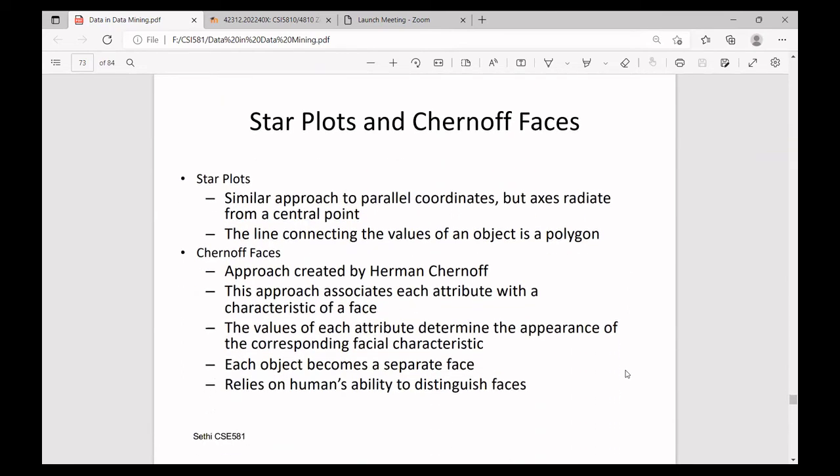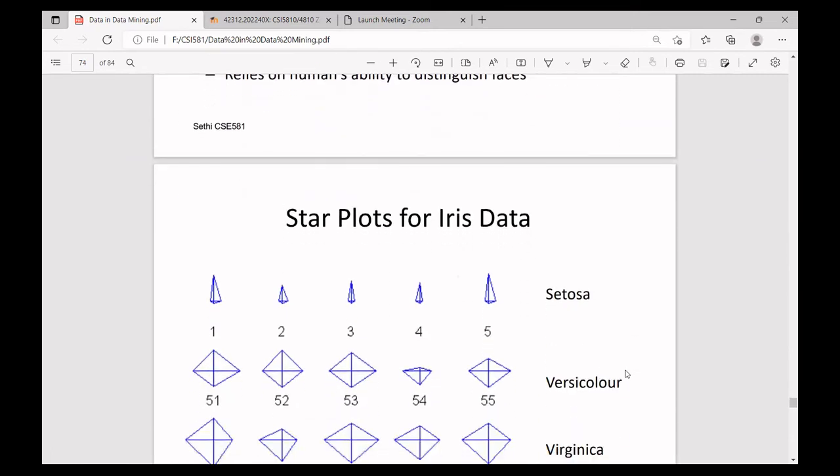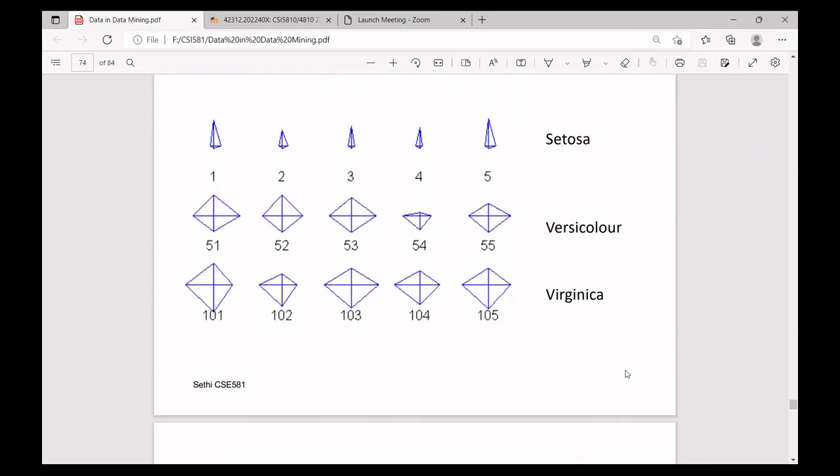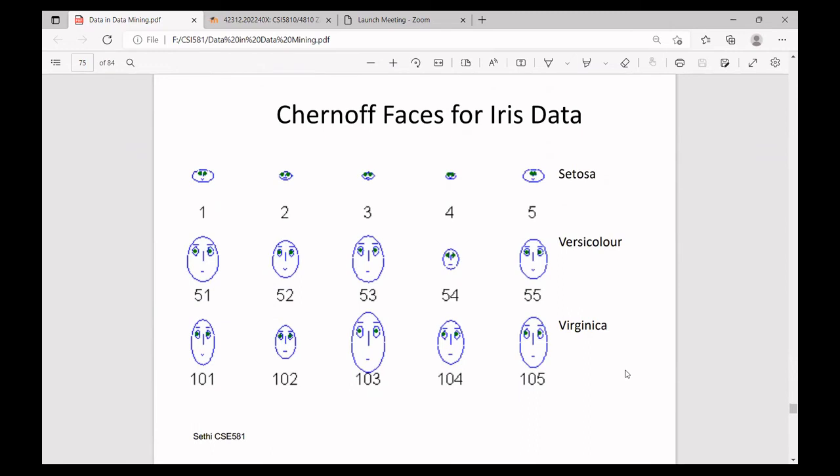There are a few other types of plots known as star plots and Chernoff faces. Some people use them. Here is an example of a star plot for the iris data, and here is an example of Chernoff faces for the iris data. Here you are representing each vector through a face. It turns out that all the vectors that come from class Virginica show similar faces, and all the points that come from class Setosa have a different kind of face. Again, it's just a way of representing information.